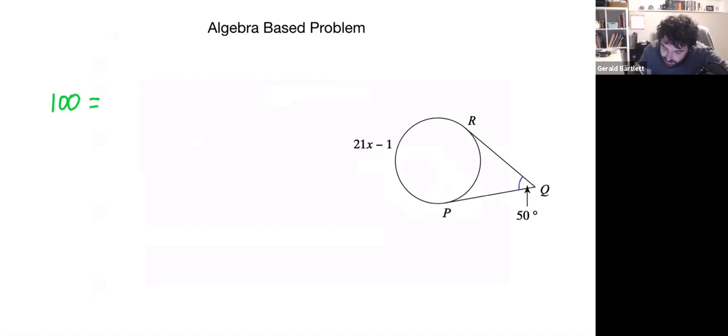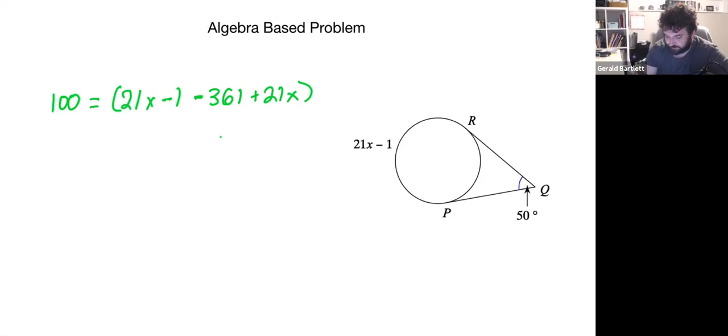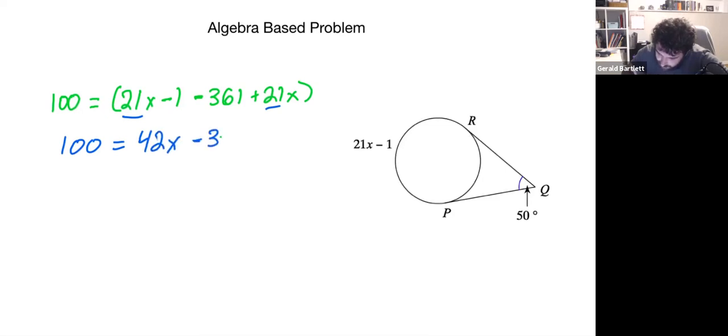So 100 equals 21x minus 1 minus 361 plus our 21x again. Combining our like terms after distribution, 100 is going to equal 42x minus 362, and you guys can solve that. Add 362 to both sides.